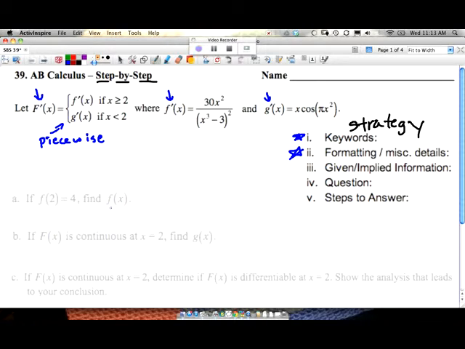Later on, we're going to go through those keywords that we see within the question. So the given information that we are given, f prime, and we're also given g prime, so we're going to be using those somehow. And we don't have any question or steps to answer yet, so let's go ahead and jump right into that.